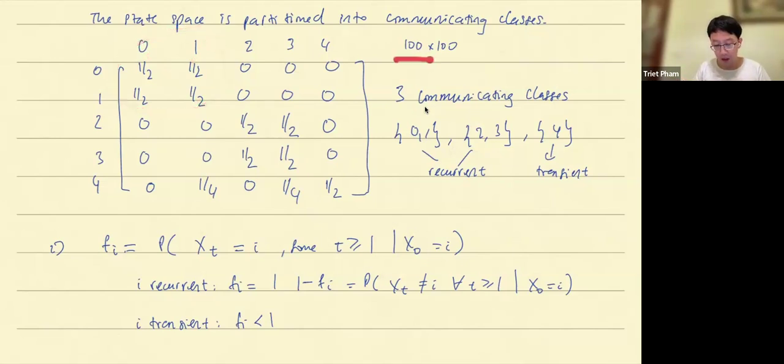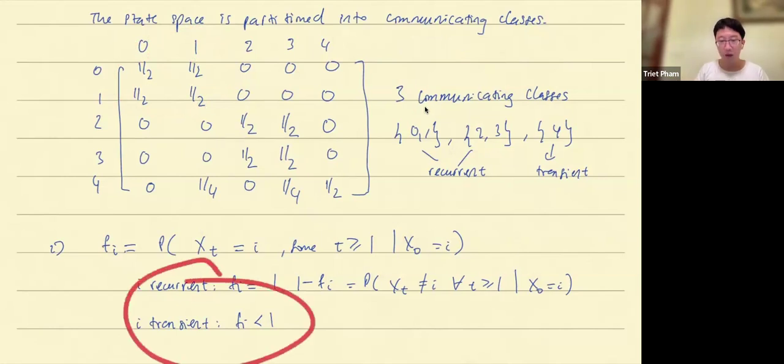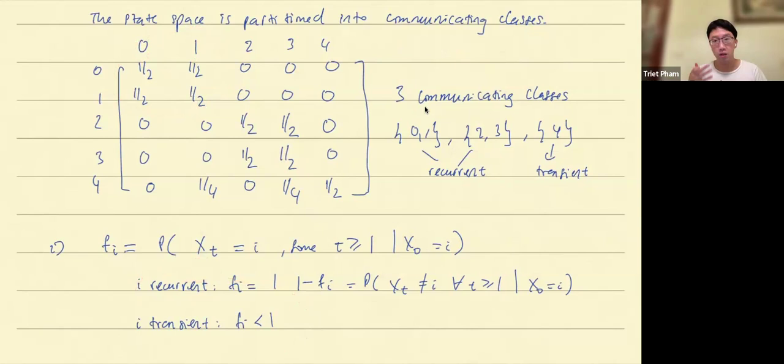But if your number of states is like 100 by 100, or let's say 1,000 by 1,000, then it's pretty challenging to just do it by searching all the paths, for example. So to be able to say quickly whether a state is transient or recurrent, without resorting to the path idea, is a practical question that we need to be able to solve or say something about.